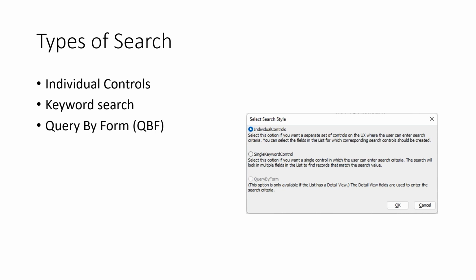But query by form is actually a really cool built-in search language in Alpha Anywhere that you can leverage to provide your users with more search flexibility, so they're not just typing in a letter in a keyword search and hoping to find it. There's some cool stuff you can do with query by form.